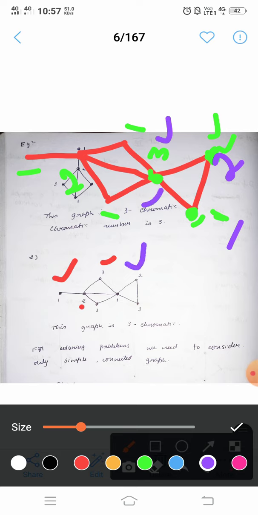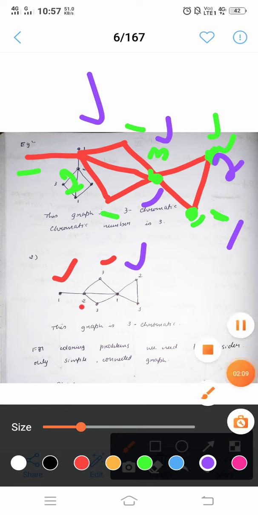This is one way. This is one more way to color the graph. Here the minimum number of colors required is 3. So the graph is 3 chromatic. Chromatic number is 3. Okay. I hope you are understanding.